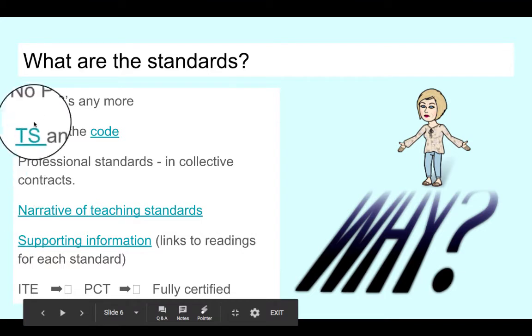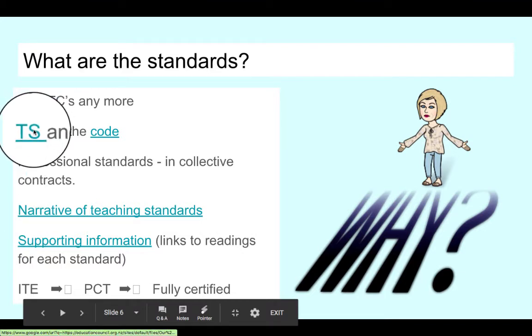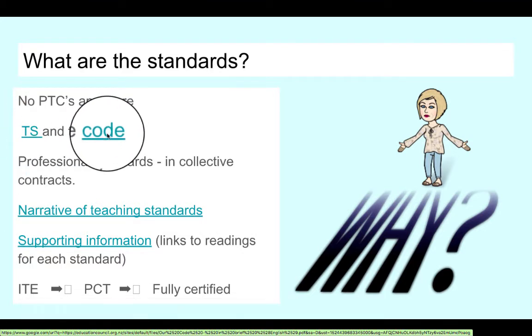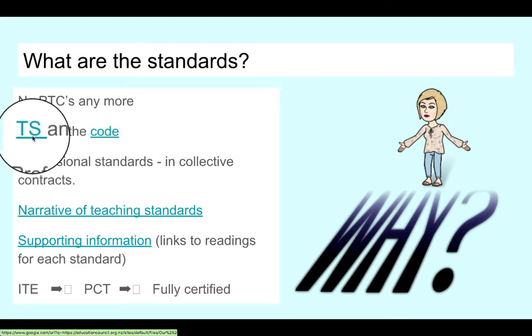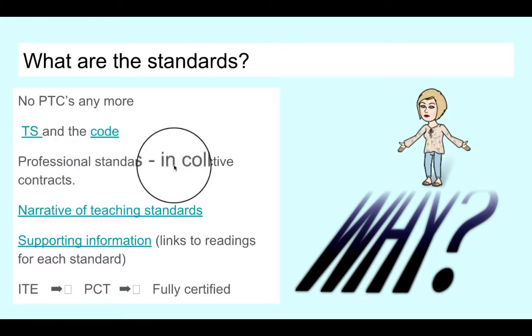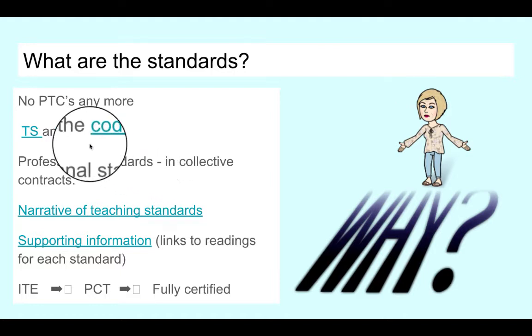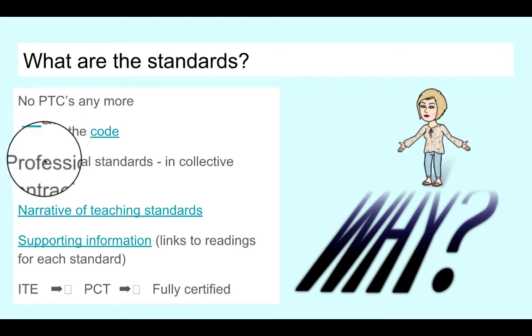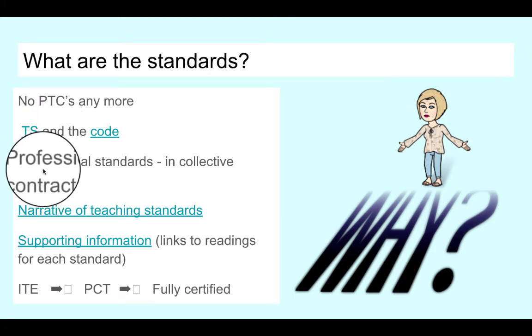There are no PTCs anymore. They've been replaced by the teaching standards and the code. The code is really about how we behave. The teaching standards are the professional things that we do as teachers and are held accountable to. The professional standards, which are negotiated in the collective contracts, the NZEI and the PPTA, if we meet the teaching standards, we are deemed also to have met the professional standards which are in those contracts.